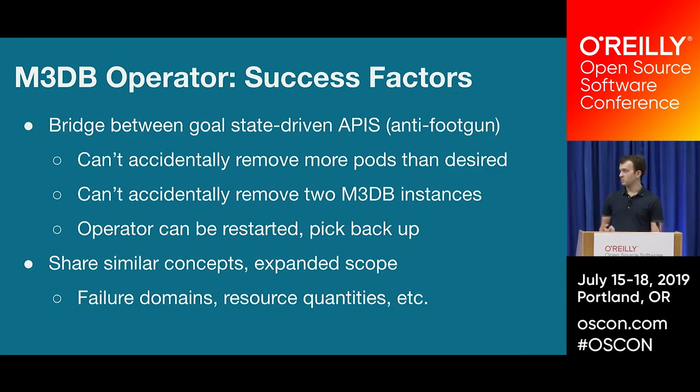So building our operator was a pretty positive experience, and we have open source users that are running it in production today. And we think that a few factors contributed to its success. A big part of it was that it sat between these two goal state driven APIs that are both designed in ways to prevent you from shooting yourself in the foot when building automation. So for example, Kubernetes will prevent you from accidentally deleting more than one instance because you're not saying, okay, delete this instance, delete this one. You're just affecting how many you want running in total. Similarly, M3DB will prevent you from removing more instances than you want using similar primitives.